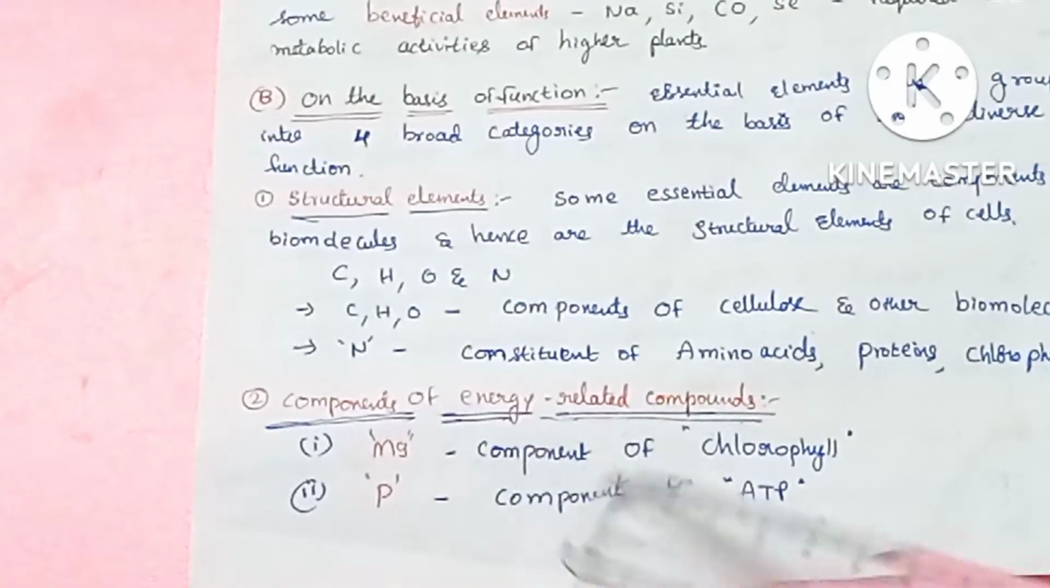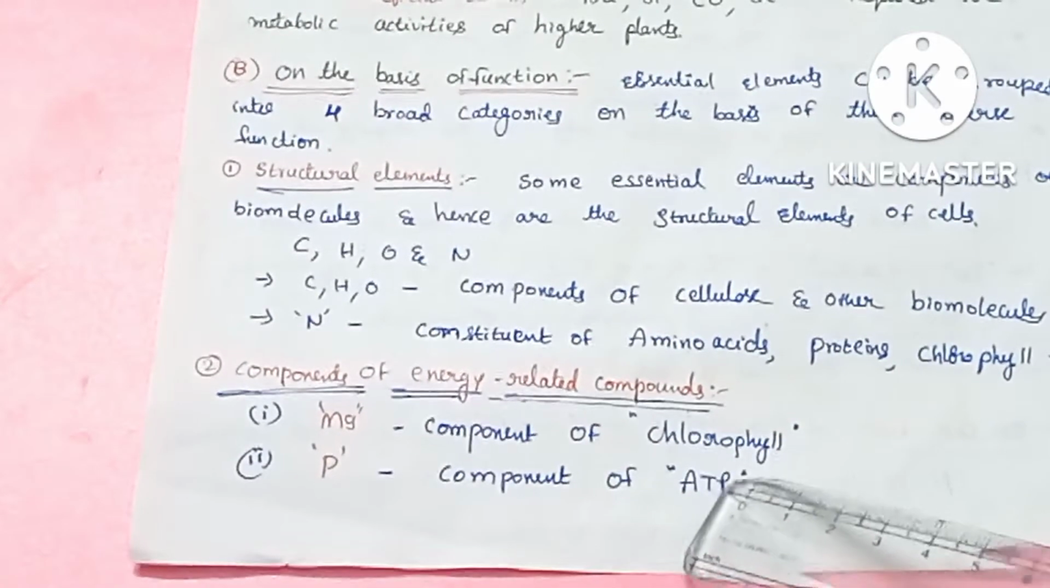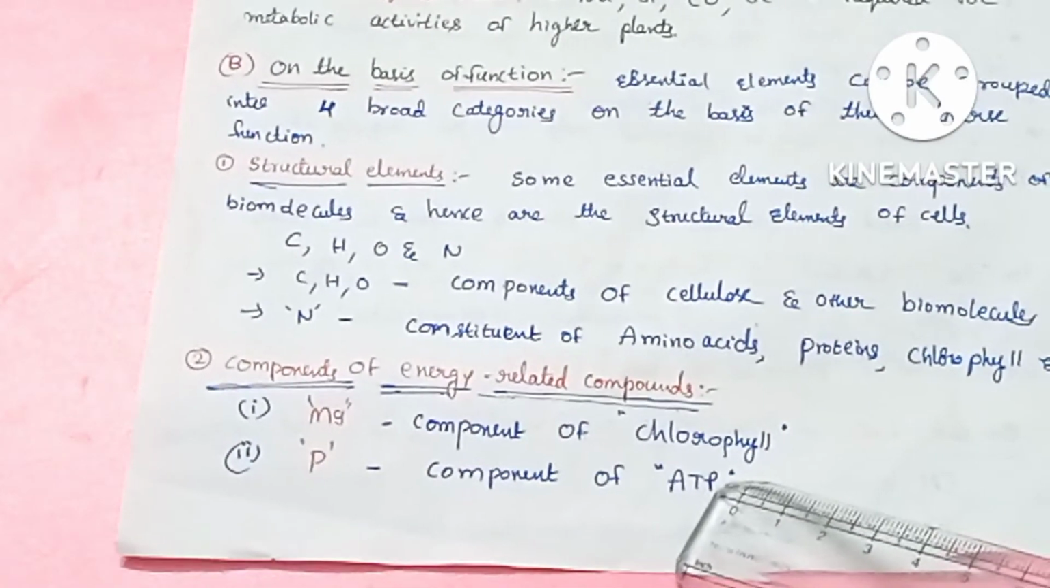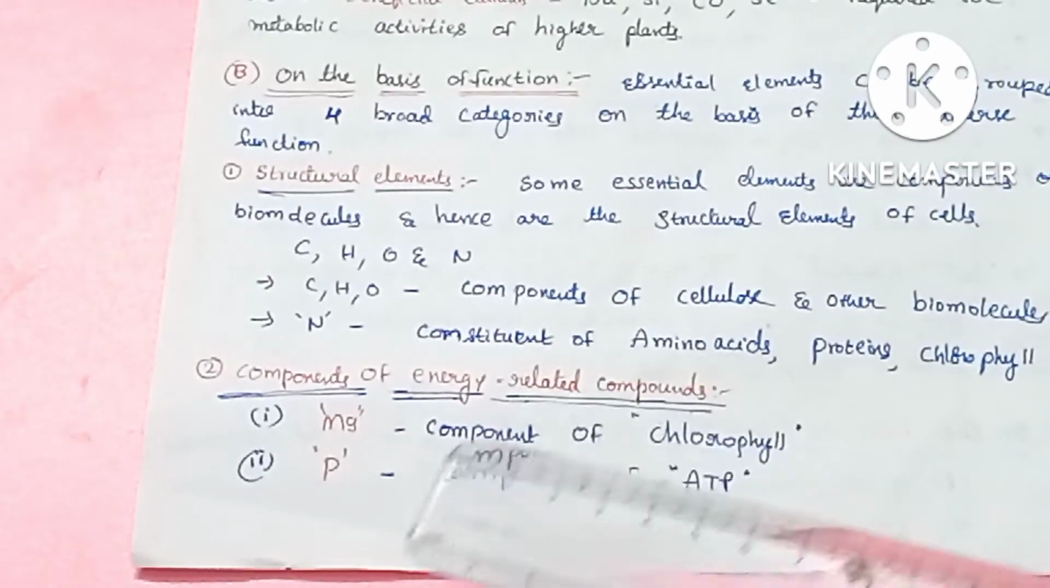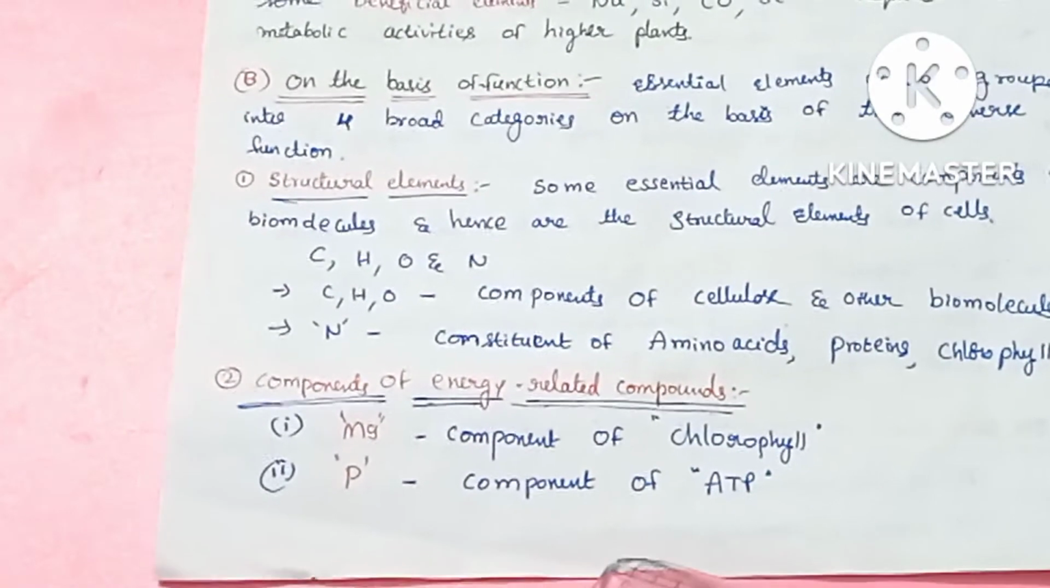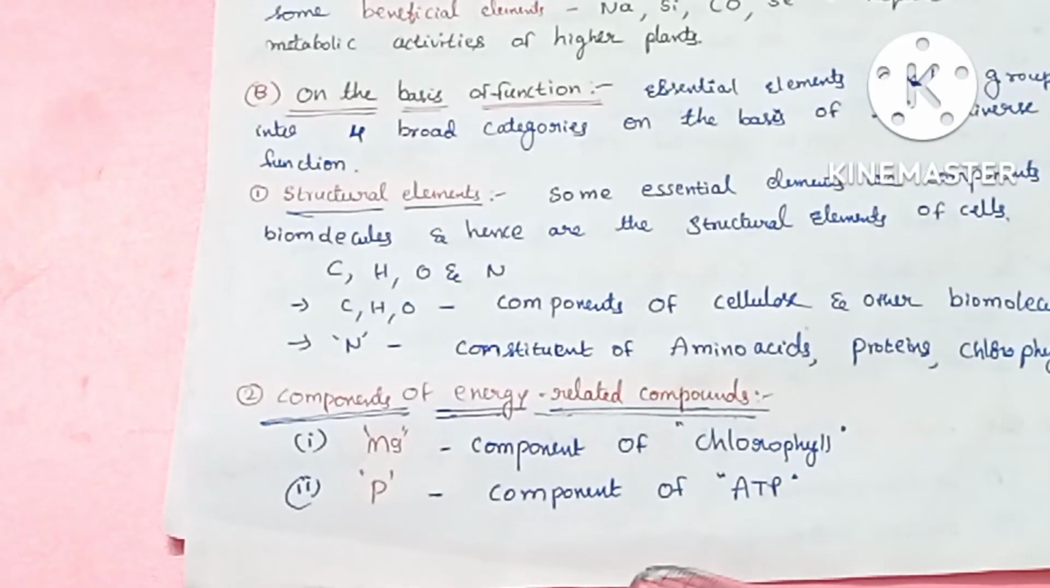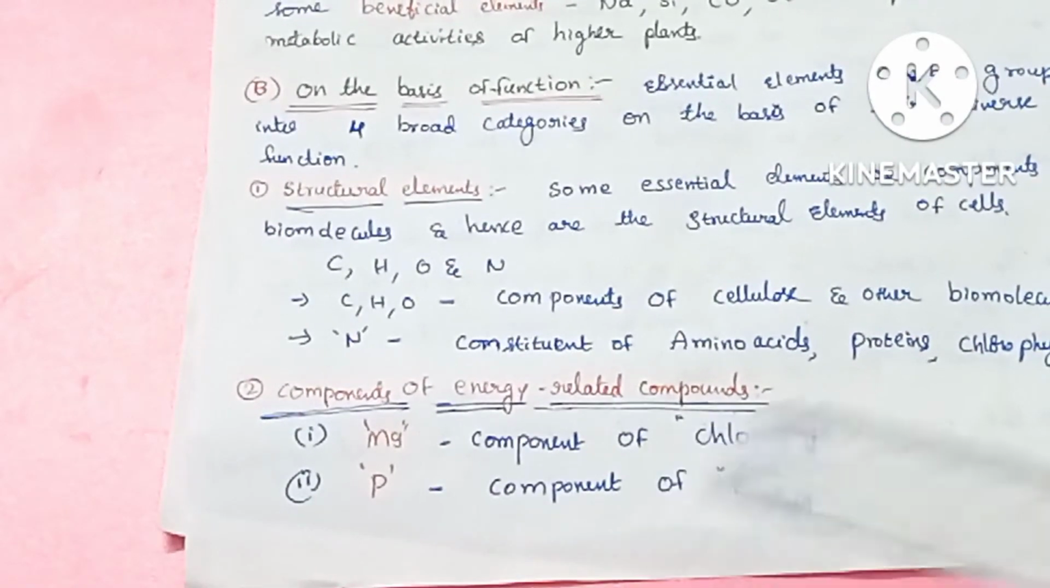Here the magnesium is a component of chlorophyll. We know chlorophyll is involved in photosynthesis. By means of photosynthesis, food material is prepared, right? And phosphorus is a component of ATP. ATP is called the energy currency of the cell.